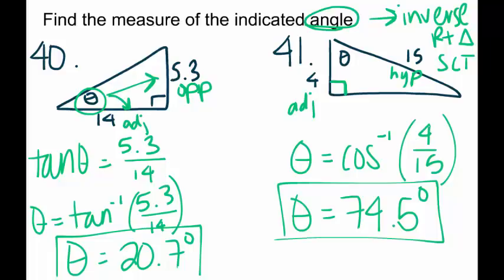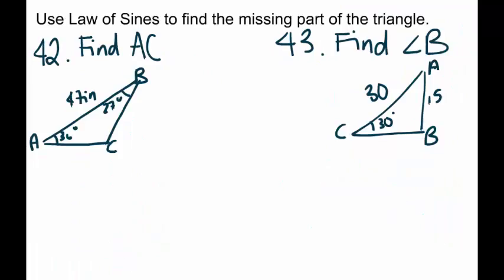So if you have a right triangle, always use SOHCAHTOA. If you're finding an angle, always find an inverse. If it's not a right triangle, then you're going to have to use law of sines or law of cosines. And it says here, use the law of sines to solve the triangle.